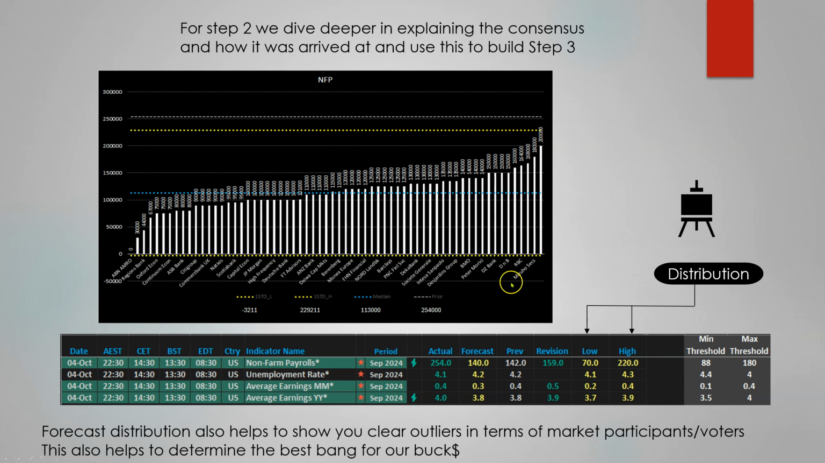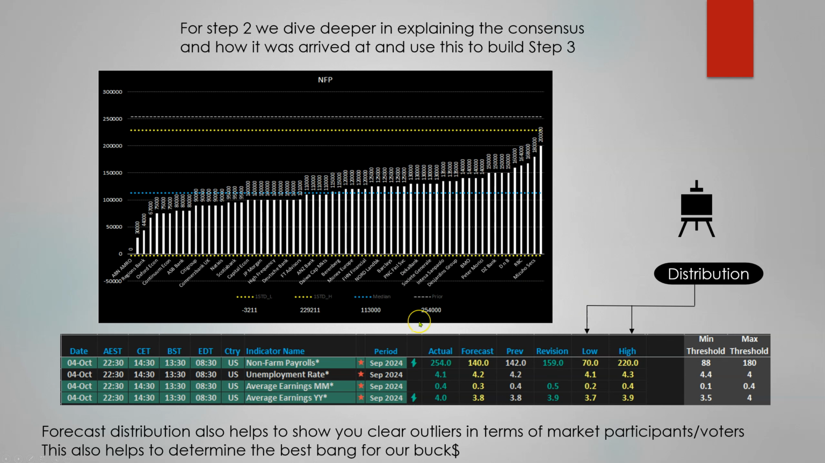So these names you see here are the market participants. We have Citigroup, Scotiabank. We also have Oxford Economics. We also have DNB. All of these are the market participants, and these are where they see NFP to be printing at. So I'm using NFP as an example here.